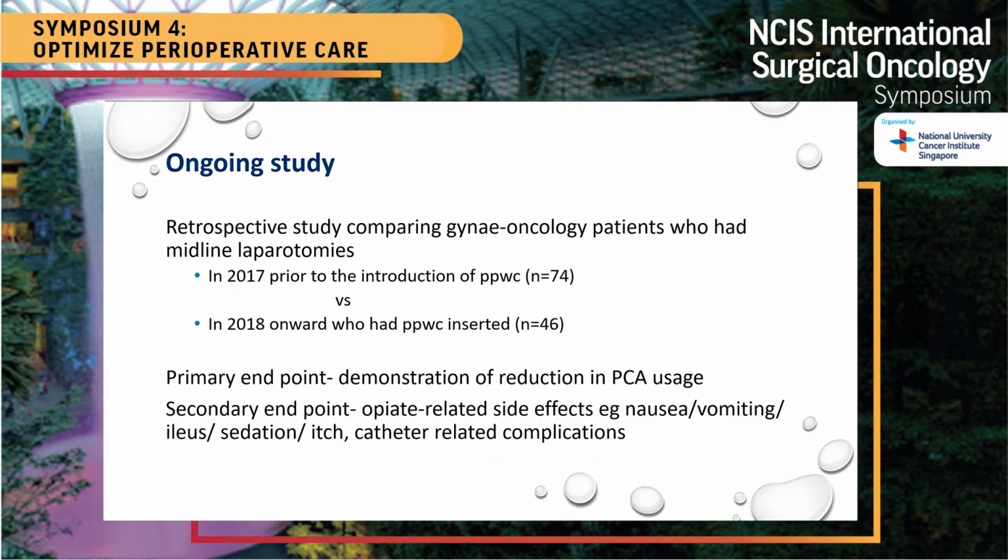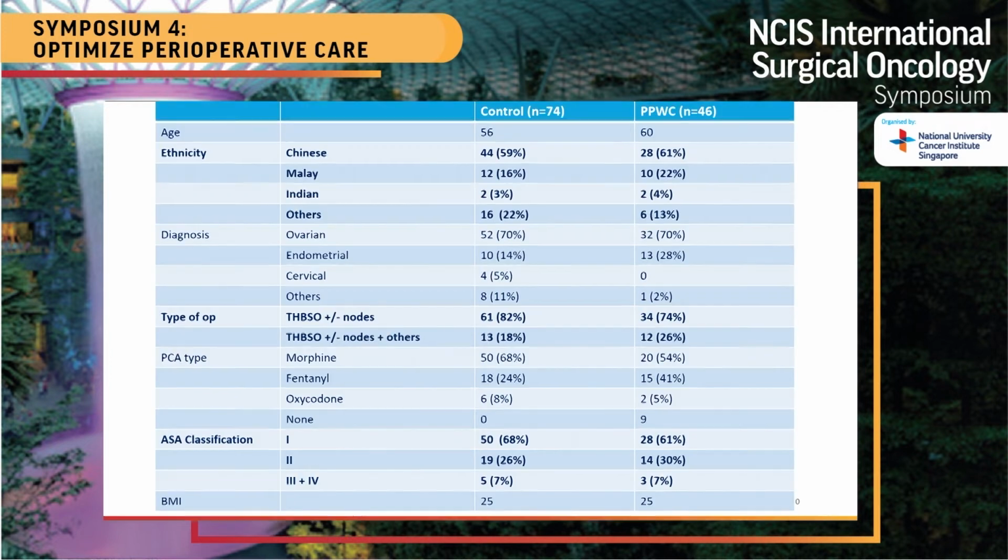We used a group of historical patients from prior to the introduction of the pre-peritoneal wound catheters. That was in 2017, so we used a group of 74 patients. And then from 2018 onwards, when we started inserting these catheters, we had 46 consecutive patients. The main aim of the study was to demonstrate a reduction in PCA usage. The secondary aim of the study relates to the side effects of opioids, things like nausea, vomiting, sedation, itch, ileus, as well as catheter-related complications.